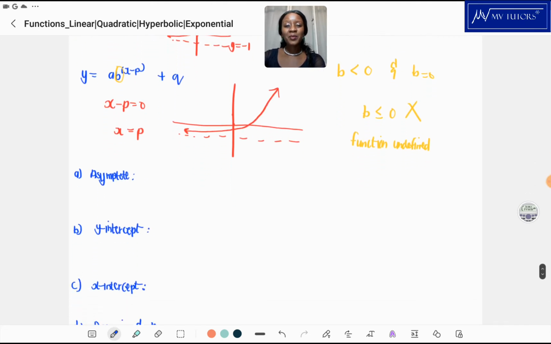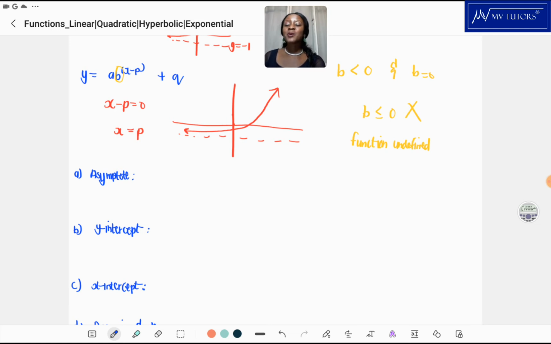Okay, function is undefined. So just like with all the other graphs, when it comes to the exponential function, you're going to have to describe what the asymptote is. And with your asymptote, guys, you're really going to look at y is equal to 0 or 1 or -1 or whatever vertical shift that we have had, right? So that would be your asymptote. There is no vertical asymptote.